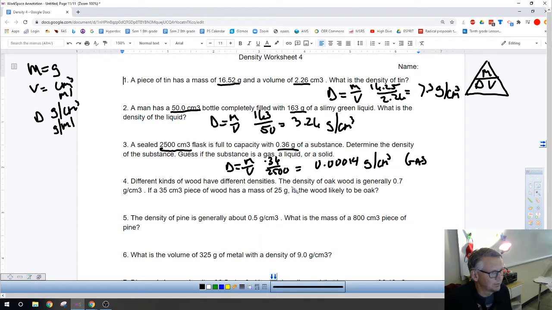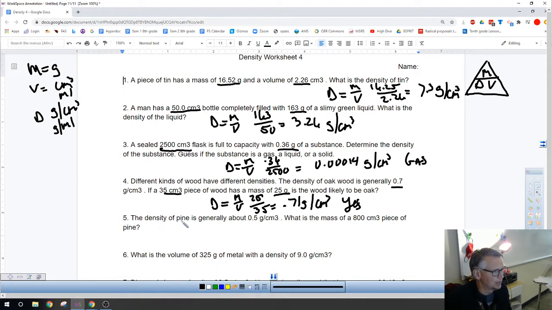Different kinds of wood have different densities. The density of oak is generally 0.7 grams per cubic centimeter. If a 35 cubic centimeter piece of wood has a mass of 25 grams, is the wood likely oak? Well, we need to figure out the density of that wood. Density is equal to mass divided by volume. Our mass is 25 divided by our volume, which is 35. You divide that out. I got 0.71 grams per cubic centimeter. And I'm going to say yes, that is oak. That is pretty much the same thing.